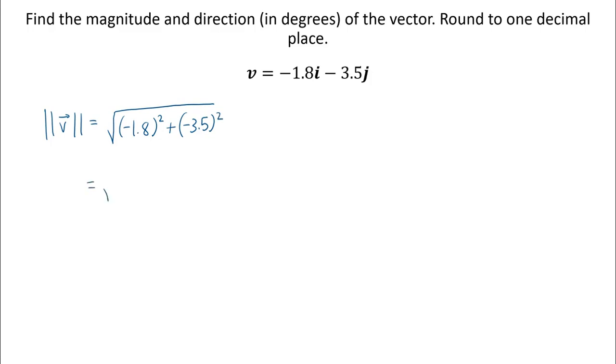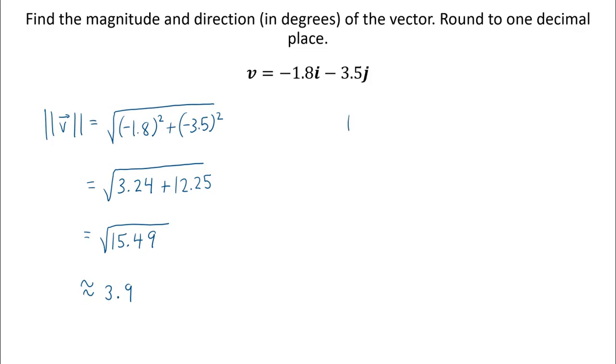Well, that's equal to the square root of 1.8 squared is 3.24, and 3.5 squared is 12.25. So that's equal to the square root of 15.49. And that's approximately 3.9 units. So our magnitude of this vector is about 3.9 units. Now let's find the direction.